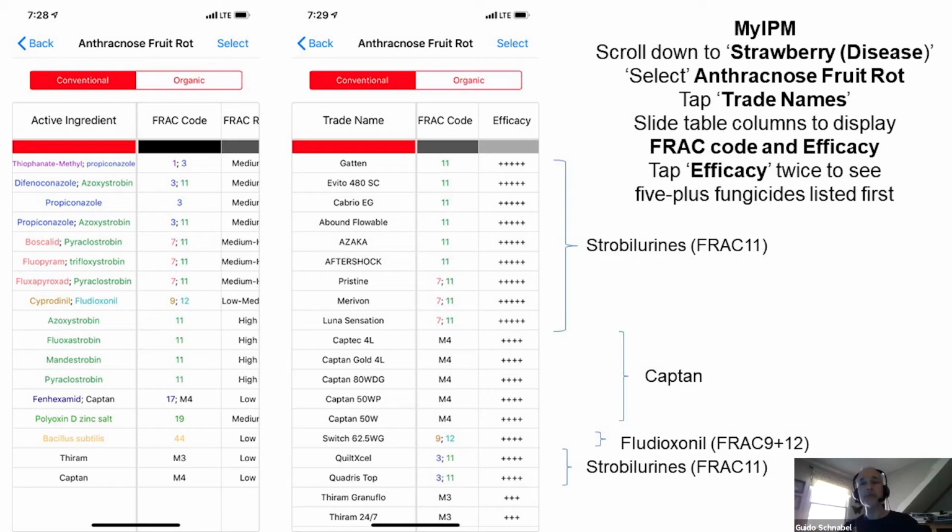So rotate different numbers to make sure that you don't increase the frequency of resistance in your field. And that's easily seen in those tables.